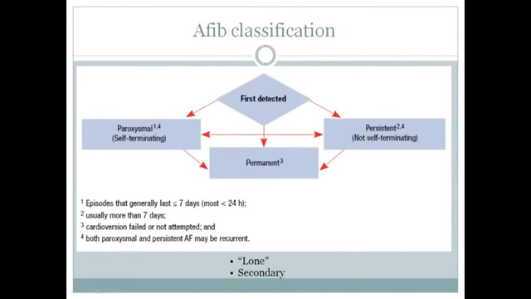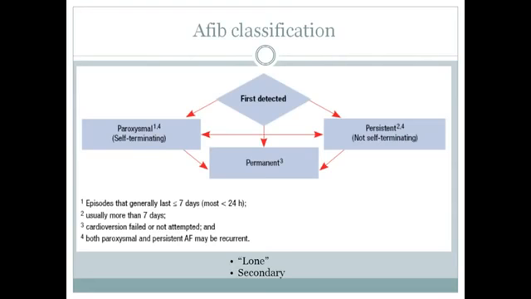So classification, not very practical, but useful, so we all can understand what we're dealing with. First detected, new onset, we all know about it from the ER. Then you have paroxysmal atrial fibrillation. Definition is less than 7 days. We usually talk about it when it lasts less than 24 hours. Okay, comes on and off and self-limiting.